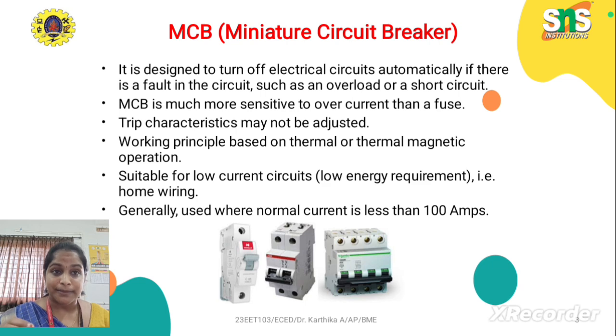Here, MCB is more sensitive to overcurrent than a fuse. Generally, MCB is preferred for less than 100 amps. It best suits low current circuits, and MCB's working principle is based on thermal or thermal magnetic operation. One more thing, trip characteristics may not be adjusted in MCB because MCB is more sensitive than a fuse.